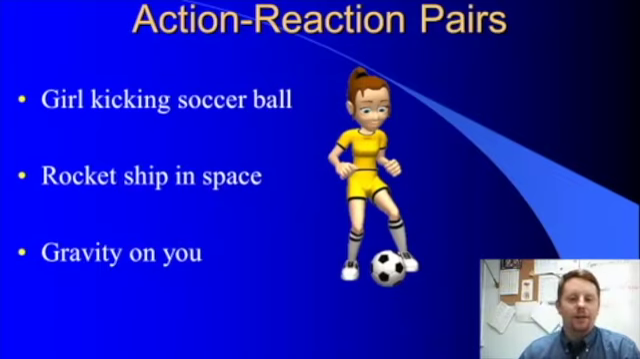Let's talk about some of the action-reaction pairs. For example, a girl kicking a soccer ball. If the girl's foot kicks the soccer ball with some force, the ball applies an equal in magnitude but opposite in direction force on the girl's foot. So the action-reaction pairs would be the force of the foot on the ball and the ball back on the foot. A rocket ship in space maneuvering would be another example.